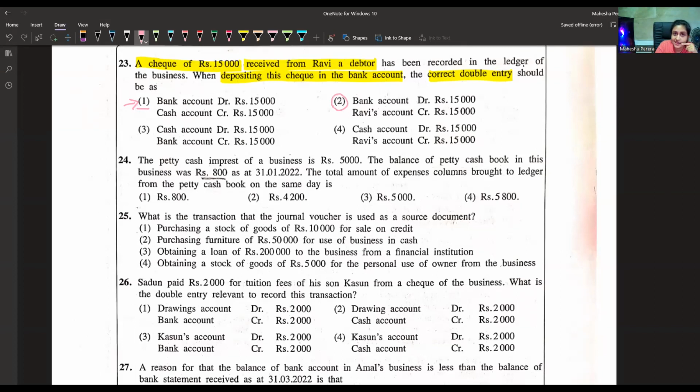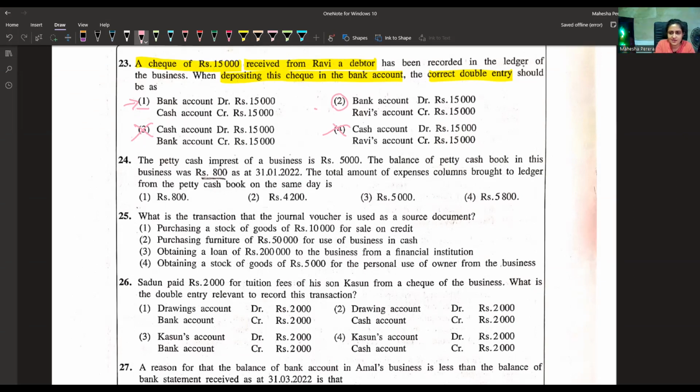Now your question is whether it is one or two. Definitely what is not an answer? Definitely the third is not an answer. That's obvious because when you deposit a check in the bank, you cannot debit the cash account. Again, the fourth is not an answer. Same scenario. Out. Is it one or two?